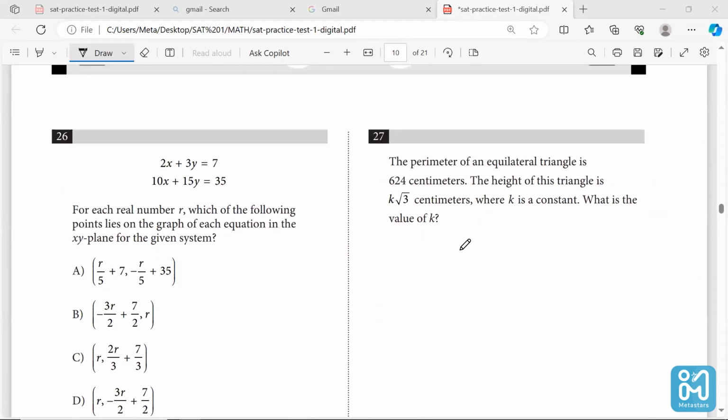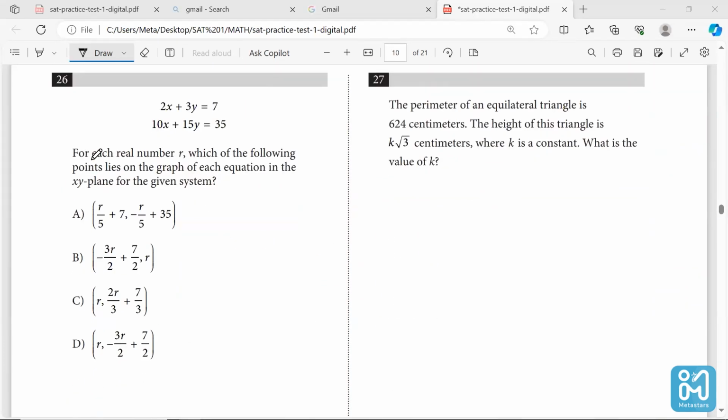No, we still have two parts here. This part is a very confusing question. I hope you will understand it with me here. Good. Now, I have 2x plus 3y equals 7. For each real number r, which of the following points lies on the graph of each equation in the xy plane for the given system? Now, how are we going to do this one? This kind of question, guys, you should do it by plugging in the values. Again, by doing what? Plug in the values.